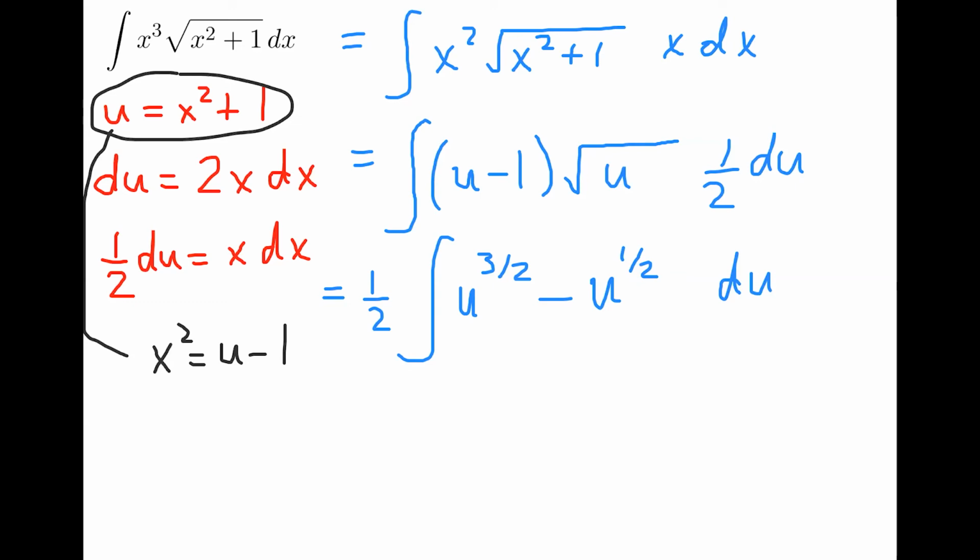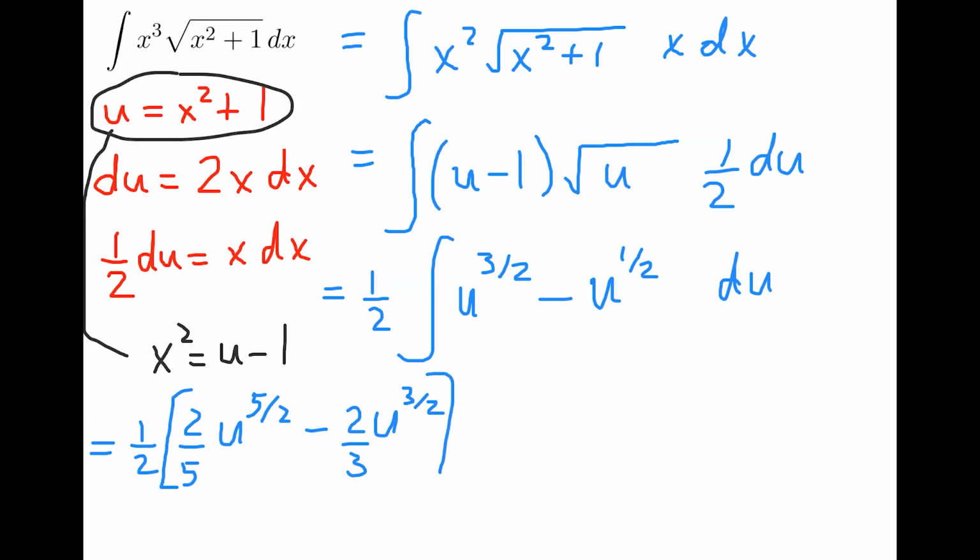And at this point, we're in pretty good shape because that 1/2 can sit out in front. And this u to the 3/2 can become u to the 5/2. That's 3/2 plus 2/2. And then we have to divide by 5/2. So that's the same as multiplying by 2/5. And then the next term, u to the 1/2, is going to become u to the 3/2. And then we have to divide by 3/2. That's the same as multiplying by 2/3. And then we have a plus a constant.